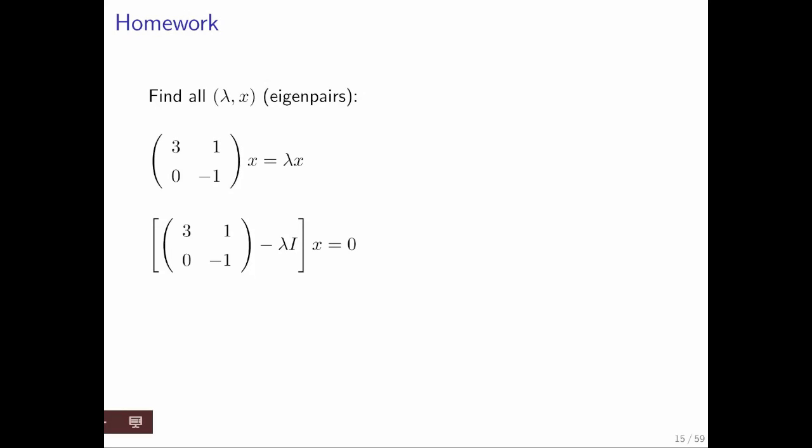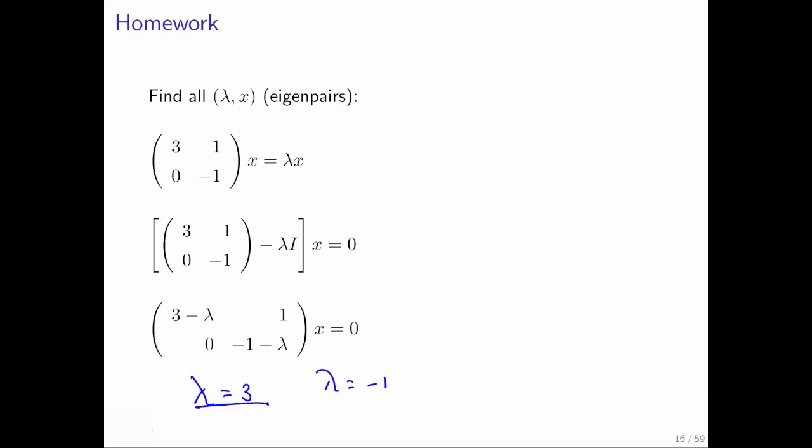Okay, so this time it is actually useful to just go ahead and subtract lambda off the diagonal. And then you remember that an upper triangular matrix is singular if and only if there is a 0 on the diagonal. That leads you to the fact that lambda equals 3 is an eigenvalue here, and so is lambda equal to -1. Once you pick one of these eigenvalues, you then plug that into the equation right here.